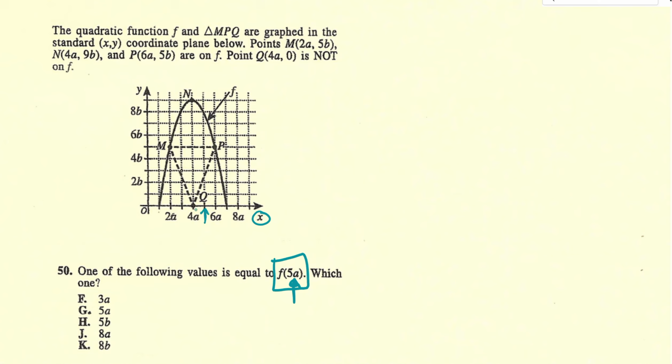If that's 4a, there's 5a and 6a. So I'm going to go to 5a, and I'm just going to trace it up. Just keep following it all the way to the picture right there. Notice that your answers here, you're going to come across and see that it's 8b, which is K, 8b.